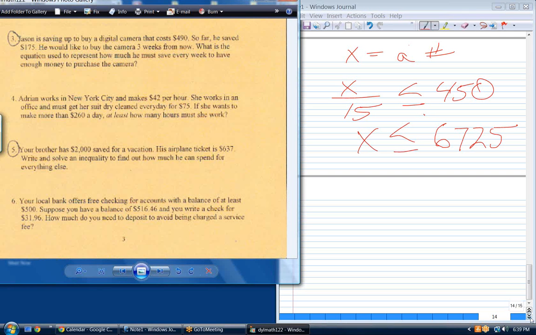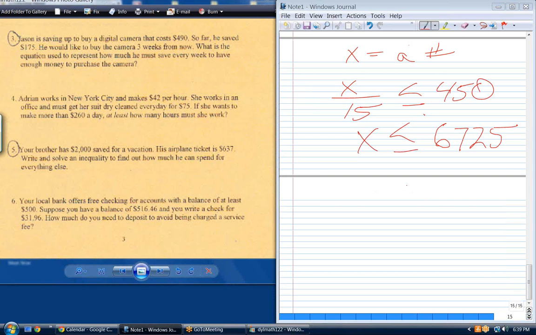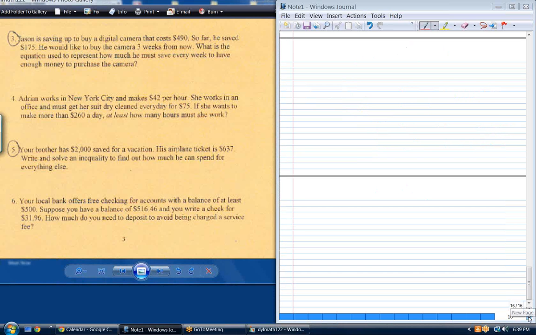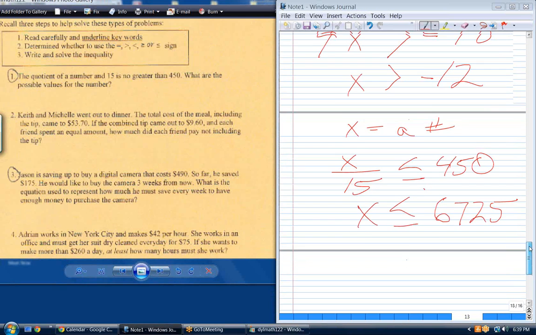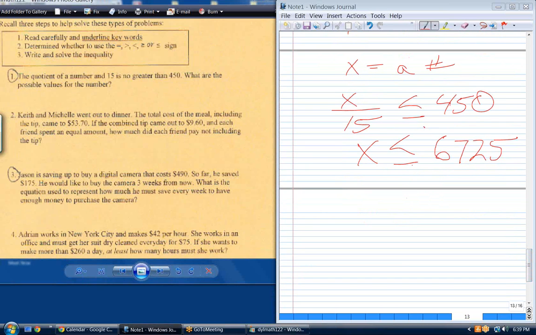The harder these get, the more important that first step is. So for number one, it says what are the possible values for the number. It's all x less than or equal to 6,750. Okay, in other words, this is the answer.